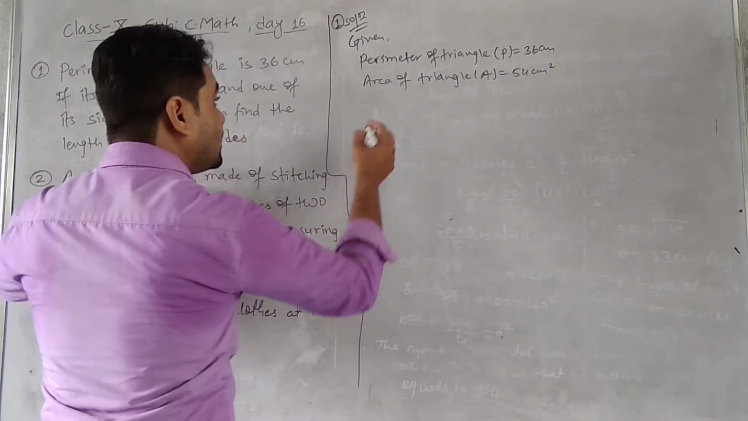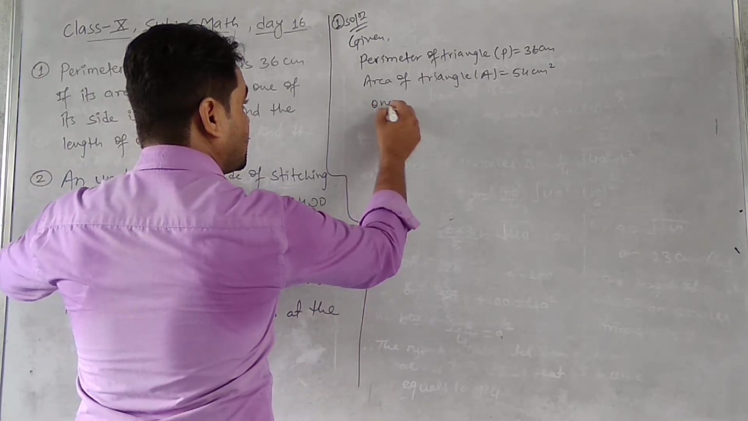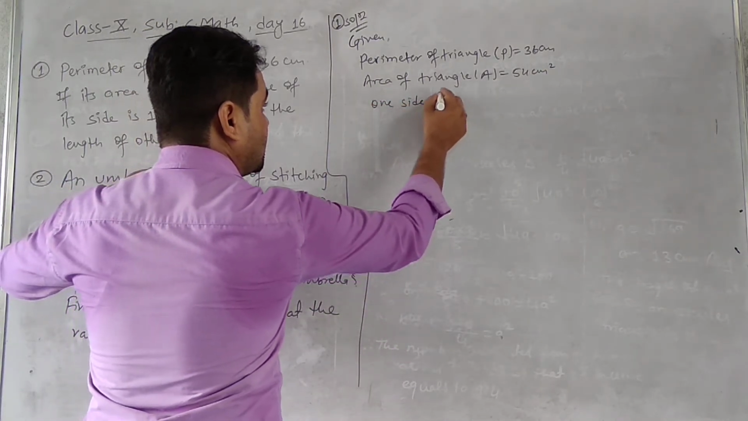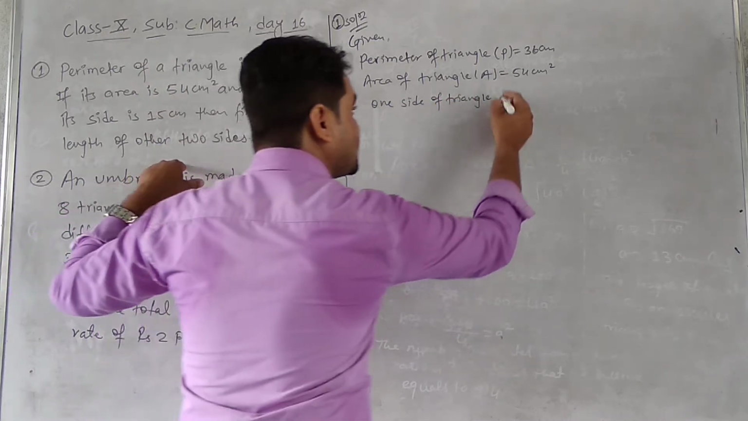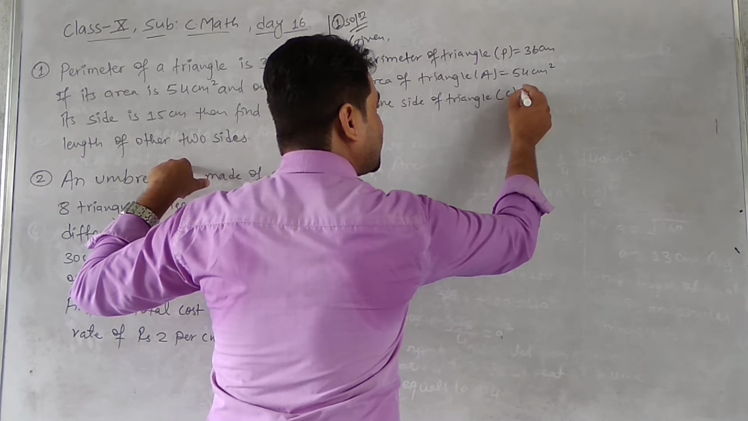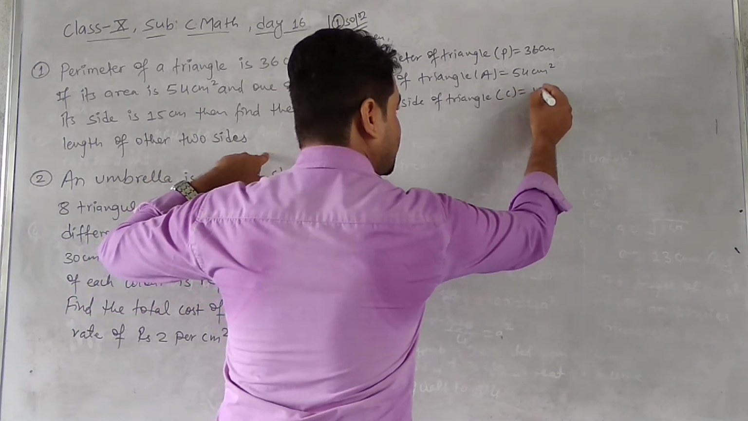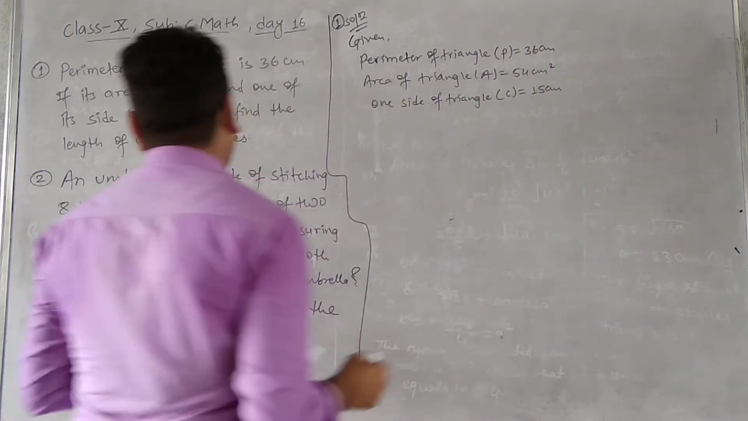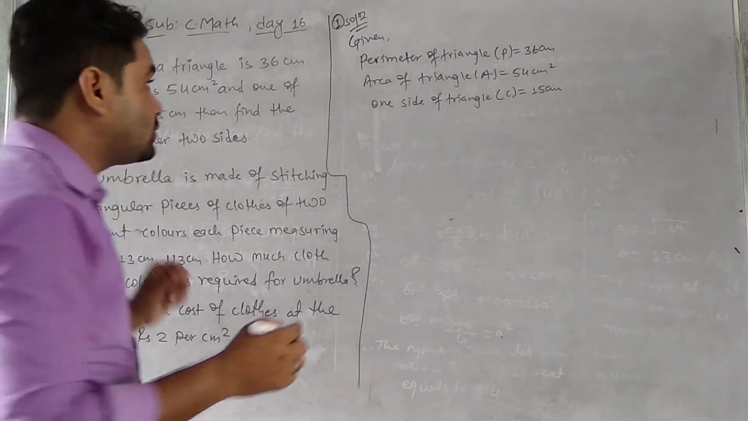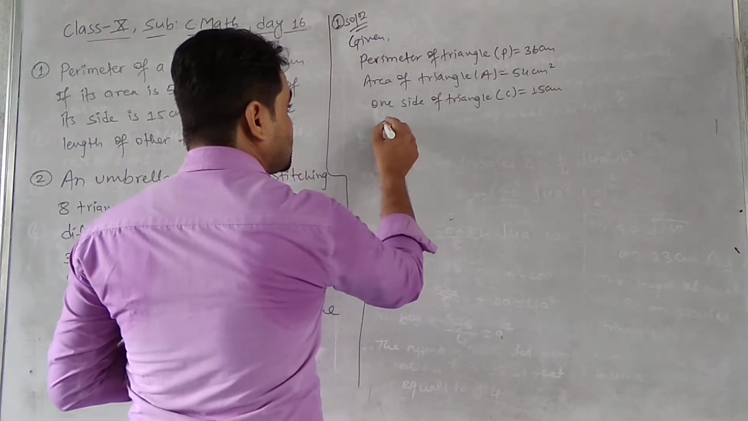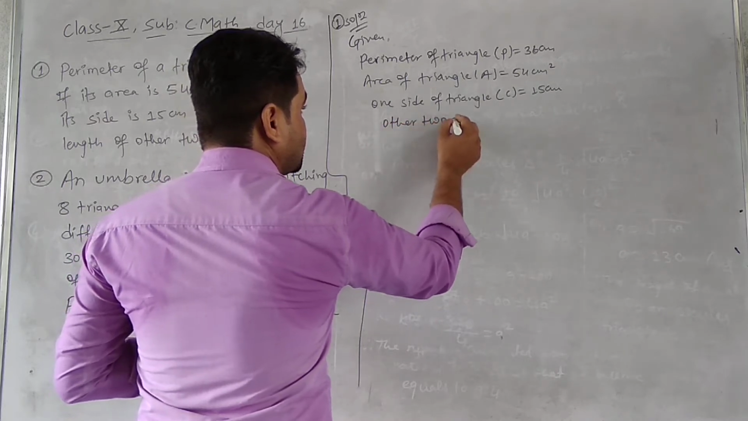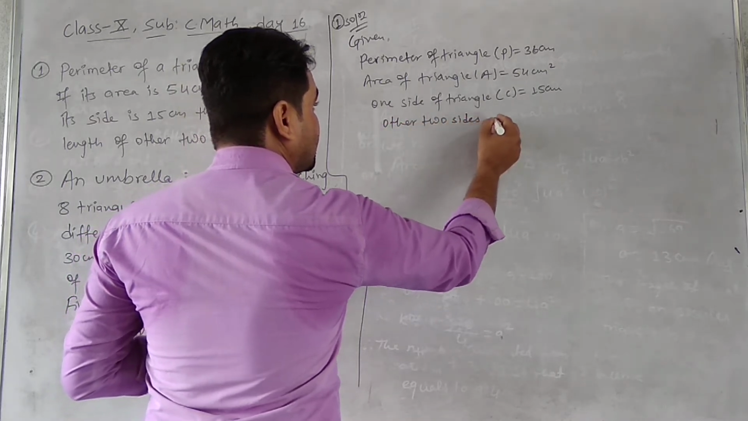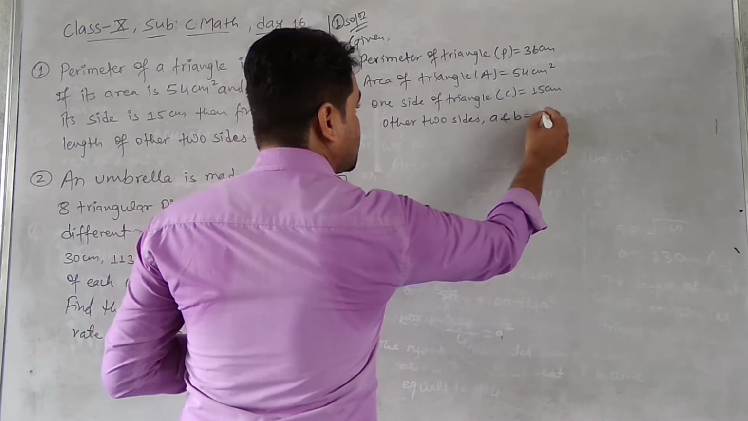And then one of the sides. Suppose the sides of the triangle are A, B, C. Suppose C is given as 15 centimeter, and we are going to find the length of the other two sides. That means the other two sides, A and B, equal what?